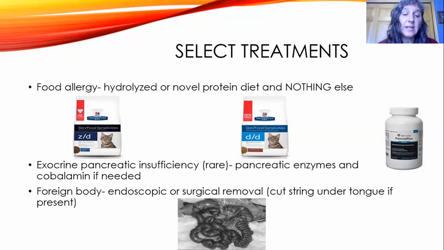Exocrine pancreatic insufficiency is rare, but if it is something that is diagnosed, there are pancreatic enzymes that you give along with the food. Usually they are fed at least 2 times a day, and that enzyme is mixed with the food and allowed to sit for 10 minutes to start getting the digestion going before feeding that to the cat. And a lot of times cobalamin will need to be supplemented, as they will be low in that.